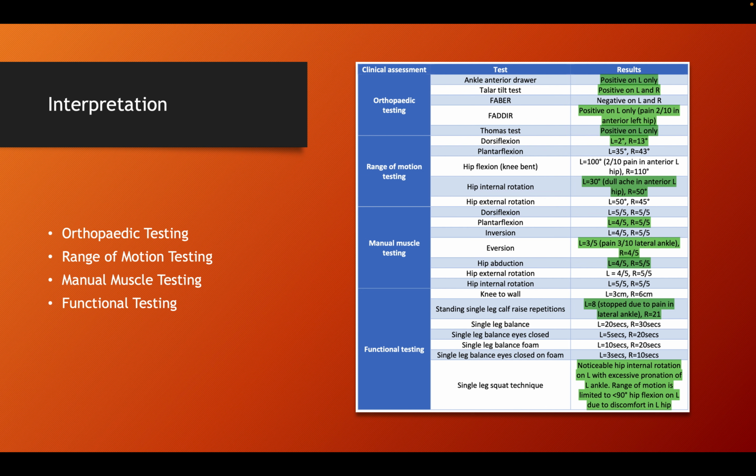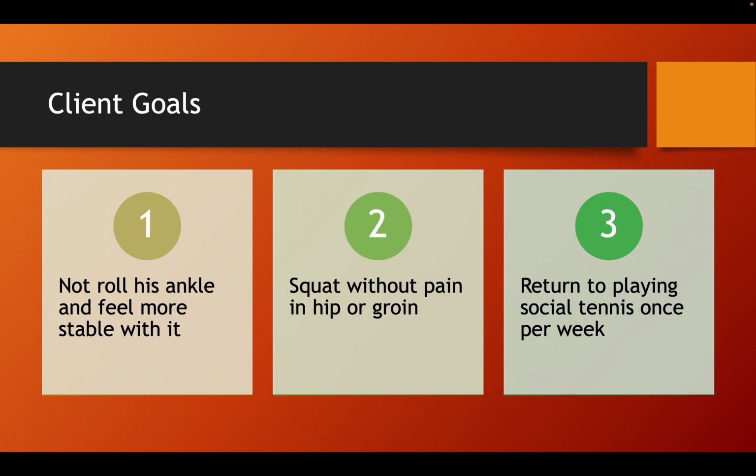During the single leg squat, excessive hip internal rotation and ankle pronation were observed, with limited depth due to hip discomfort. Balance testing showed reduced left side performance, with only 3 seconds maintained on foam, compared to 10 seconds on the right. The client also completed only 8 left-sided calf raises before stopping due to lateral ankle pain versus 21 on the right. These findings reflect significant left-sided instability, neuromuscular dysfunction, and pain-limited movement capacity.